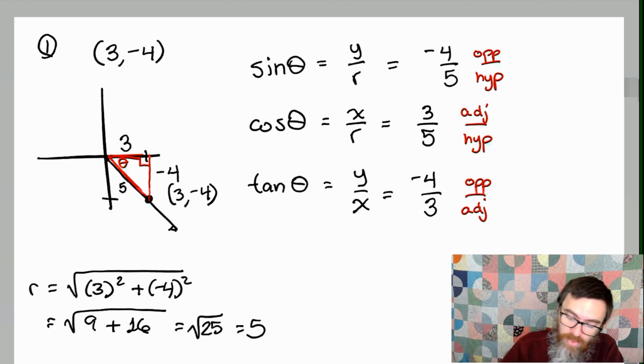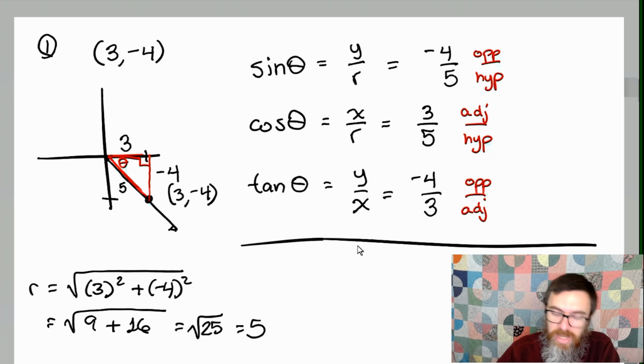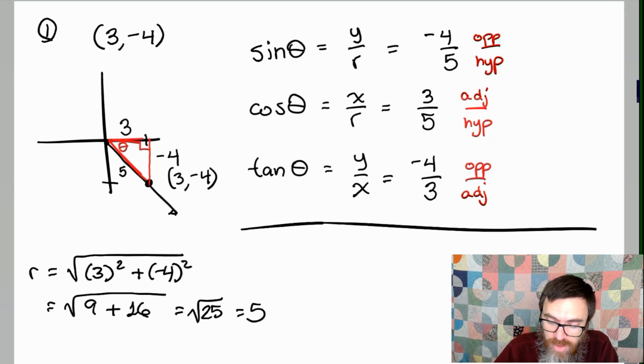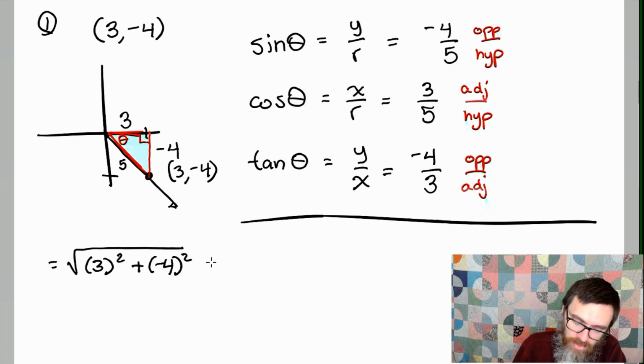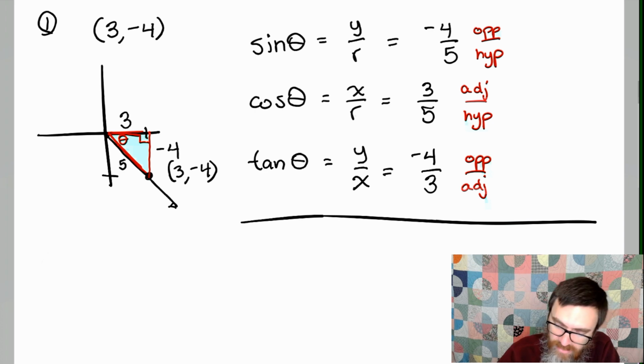Now, for the other trigonometric functions, I don't want to say it's cheating, but if you know the connections, if you paid attention to what I showed you in the last video, then we can easily get the rest of these. So let me just erase this work real quick. Where do you know that r is 5?